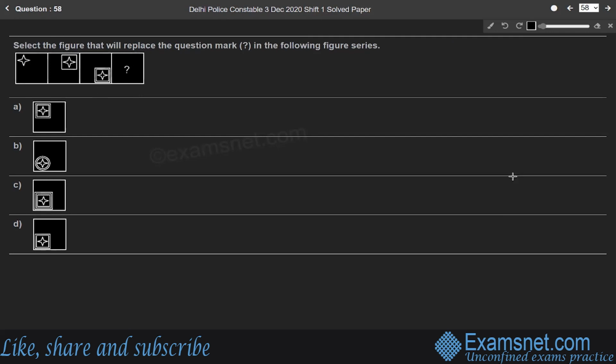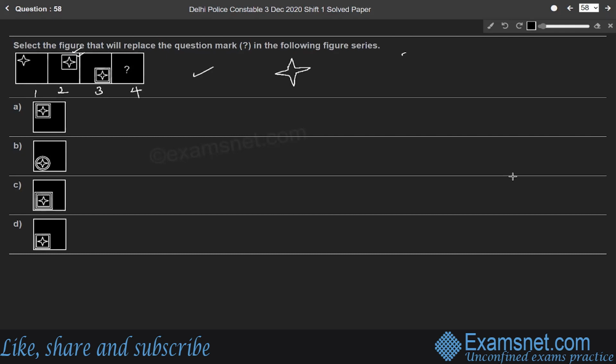Question 58. Select the figure that will replace the question mark in the following figure series. So the series is like this, which has three figures. The fourth figure we have to find. So in the first figure, there is a symbol like this, and this symbol is moved to the next figure in clockwise direction. That means it goes to the top right corner, right? And it is enclosed by a square. The given shape is enclosed by a square.